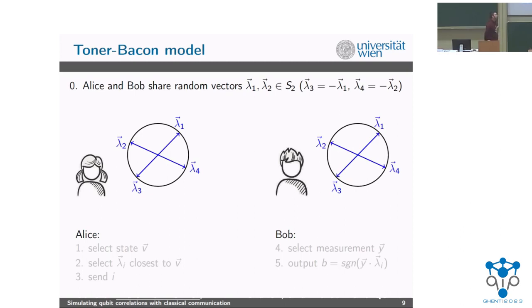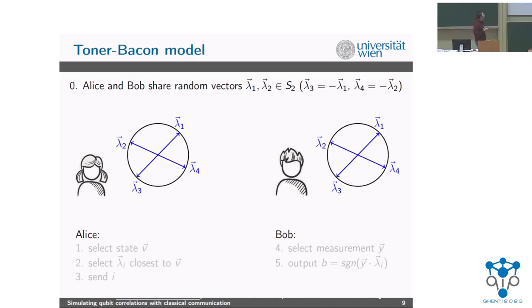It turns out that for these protocols we always need some shared randomness. What it means is that Alice and Bob meet at some point before they separate, and they agree on some shared random vectors. More precisely, they choose 2 random directions in the Bloch sphere and label these vectors 1, 2, 3, 4. They just know these, and then they can separate from each other and start the actual communication protocol.